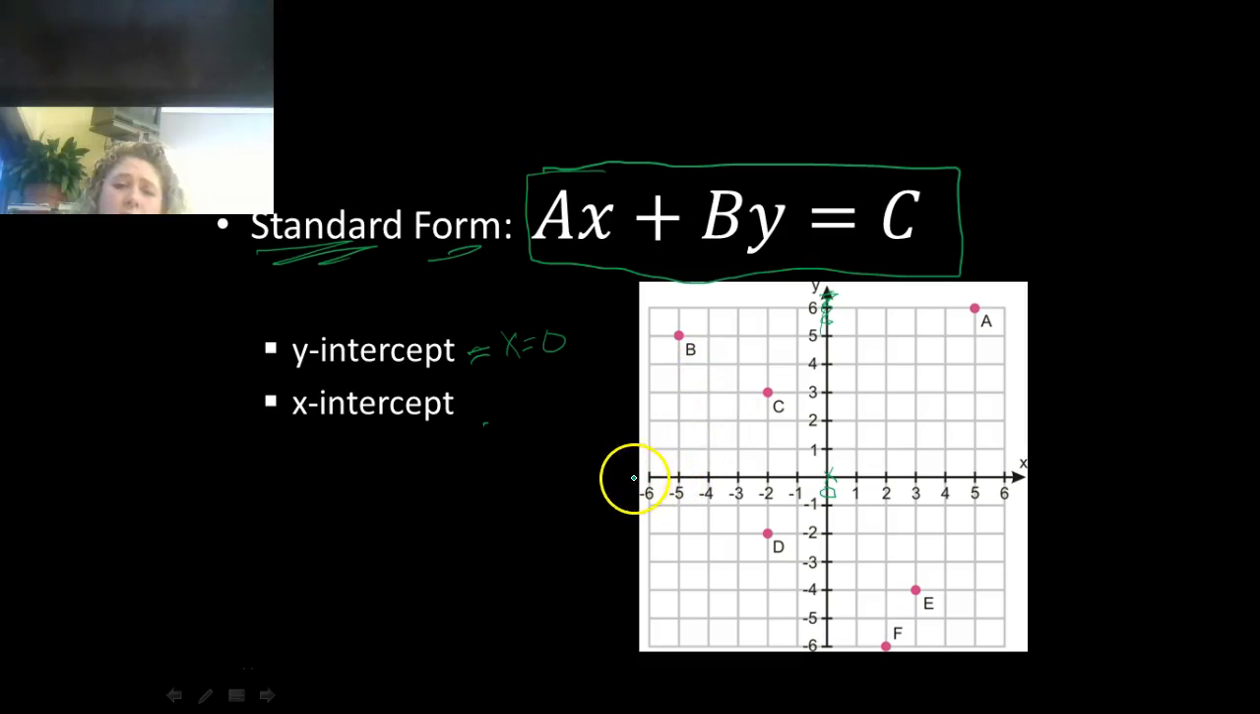So now let's flip it. I'm looking for my x-intercept. So that's where it's going to cross my x-axis. What is my y value? Well, y is 1 here, 0, -1. So my y value, where it's going to cross the x-axis, y is going to equal 0.